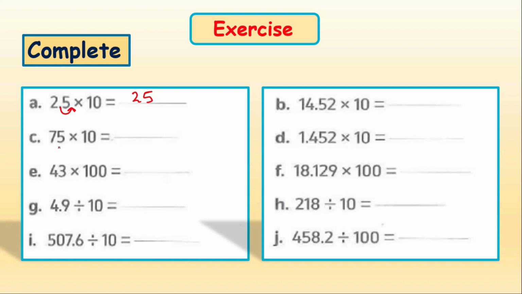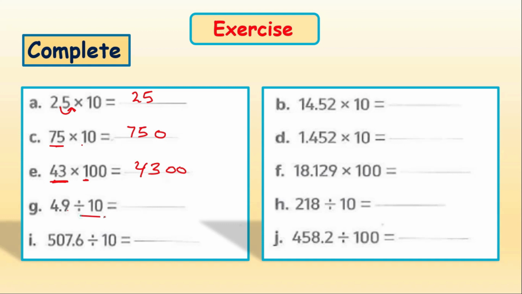The next one, 75 times 10. Here we have decimal point. Remember 75 times 10 it means 75 times 1, 75 and then drop 0. Okay, the next one, 43 times 100. 43 times 1 equals 43 and drop 2 zeros.